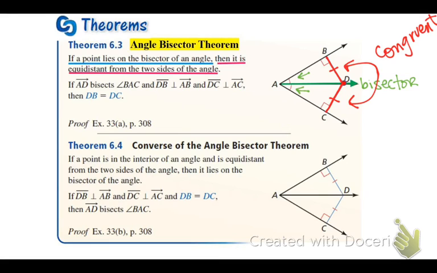Because in this theorem it says if a point lies on the bisector of an angle, which it does, then it is equidistant. What does equidistant mean? Equal distance. Equal in distance. Perfect. From the two sides of the angle. So that means DC and DB will be congruent to each other. The same measure. So think of it like this: if your two angles are congruent, these two lines will be congruent. Okay, and the vice versa will also be true.